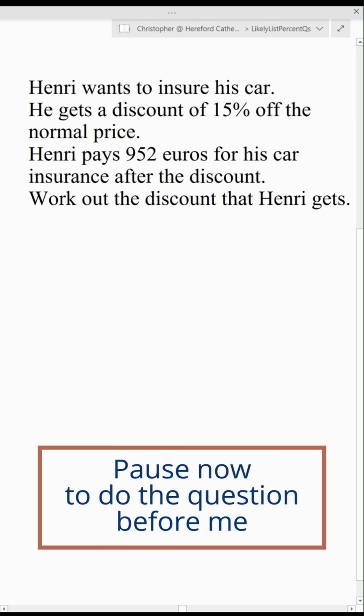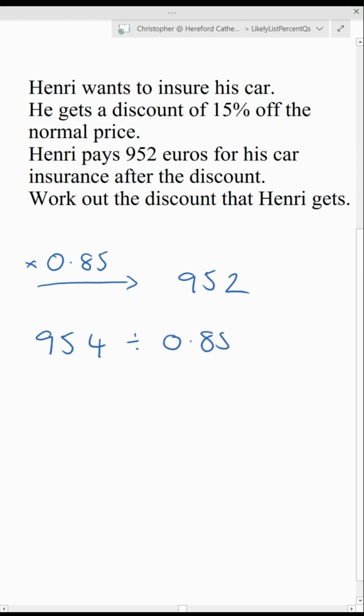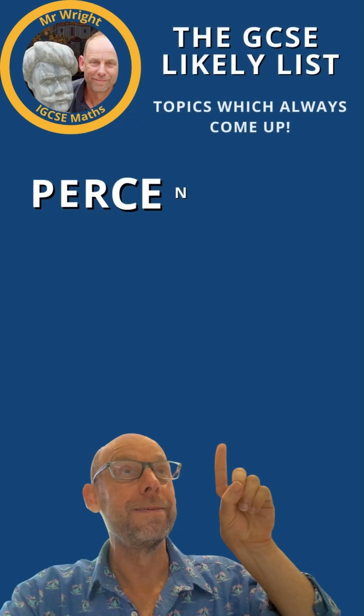Pause now to do the question before me. So he gets a discount of 15%. So the multiplier is 0.85, and he pays 952. So the full price for the insurance must have been 952 divided by 0.85, gives a full price of 1,120, and the question is work out the discount. So the discount he got is 1,120 minus the price he paid. He got a discount of €168.